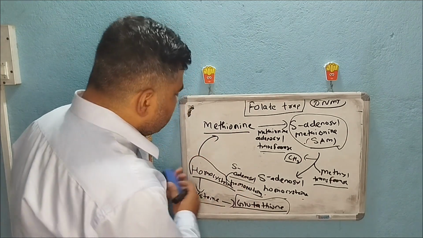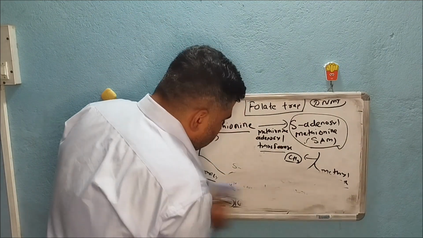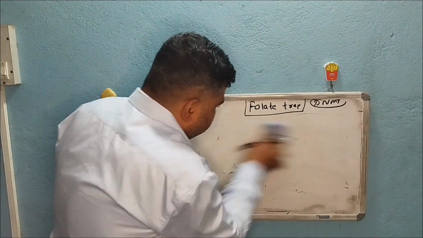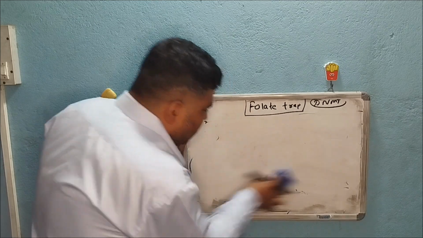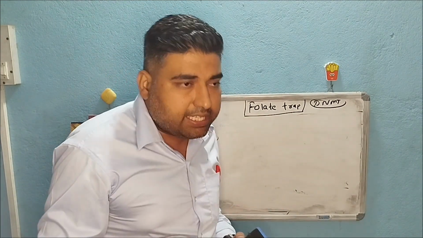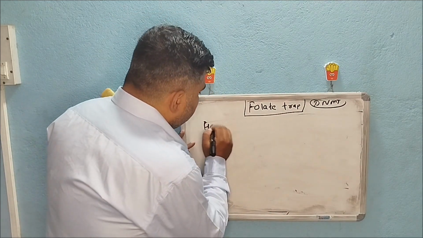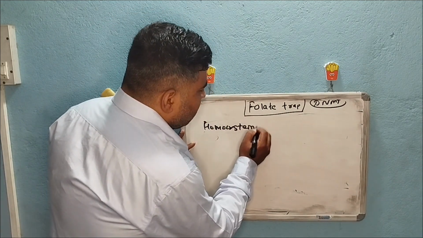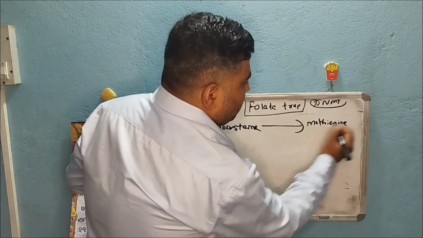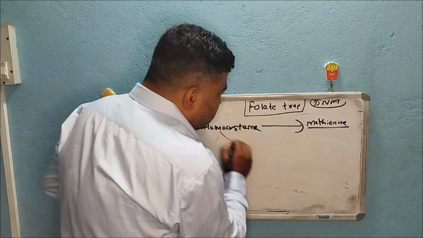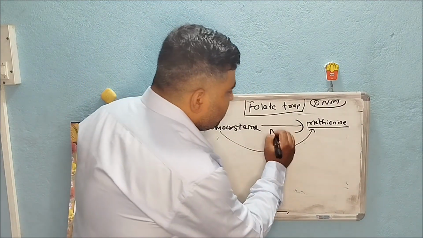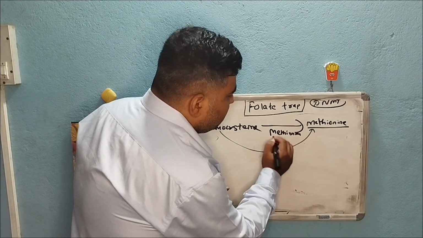Now, after the homocysteine is formed, as I said, it is converted into cysteine, or this homocysteine can be converted back to methionine. This homocysteine to methionine conversion is catalyzed by the enzyme methionine synthase.